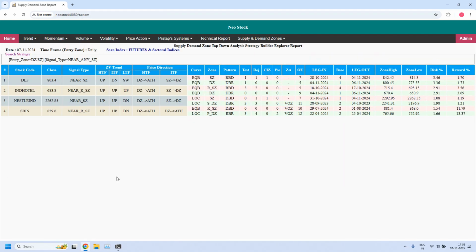4 stocks are filtered. Let us identify any high liquidity supply zones from this list. Indian Hotels is filtered. This is 1 stock. And another one is State Bank. State Bank of India is the 2nd stock. So these 2 are the daily high liquidity supply zones.